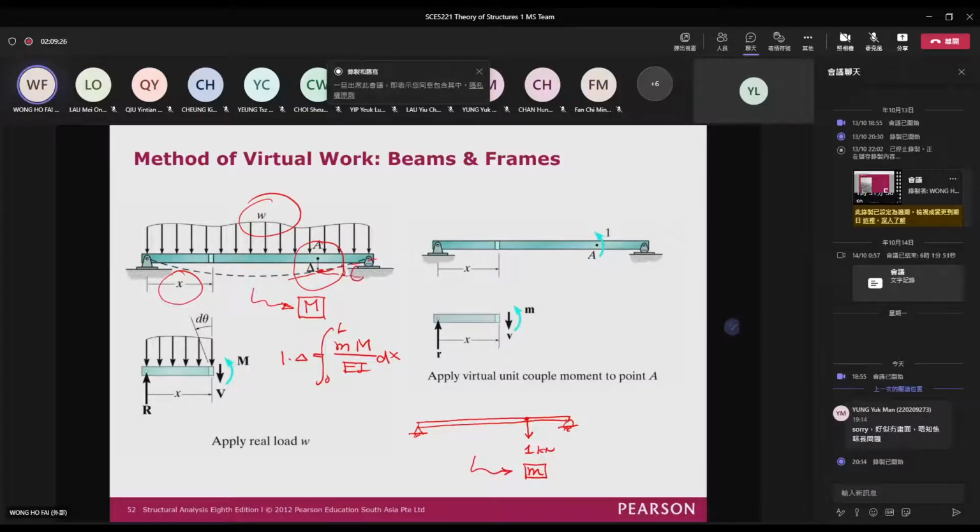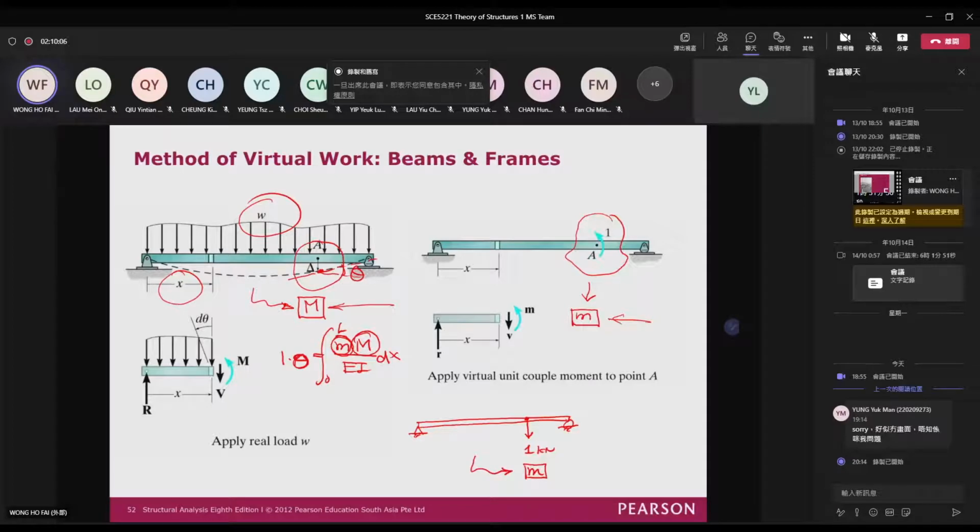What is the rotation of the beam here? Then instead of using a point load, we will apply the so-called point moment here, or we can call that a unit couple moment. By applying the unit couple moment, we will also find the virtual moment. And then we still use this real moment. This time we will use this virtual moment and the real moment, and then we can find the rotation instead of the deformation. Okay?